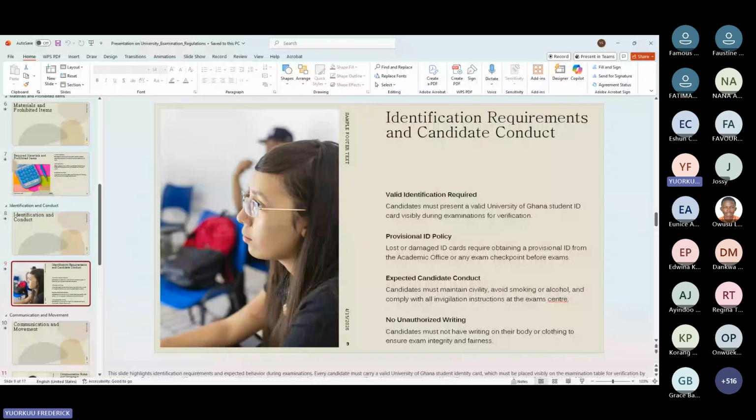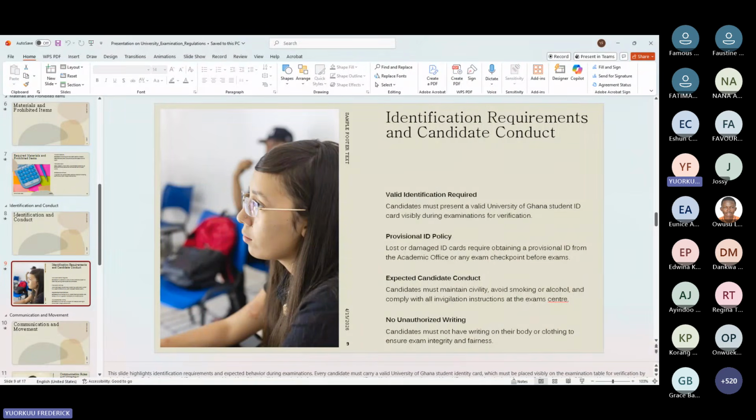Don't go there with your Ghana card. That is not what we are asking for. We want your University of Ghana ID card. If you don't have a University of Ghana ID card, quickly get to your college, or we have some checkpoints. I will talk to you about the checkpoints. You go there and then acquire a provisional ID card.